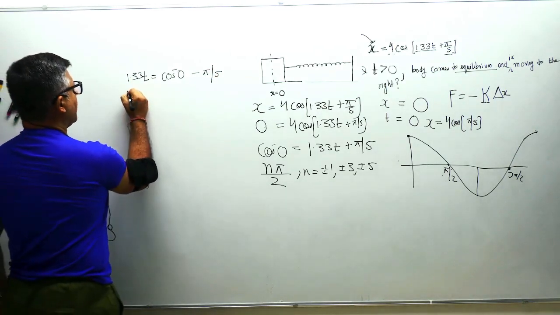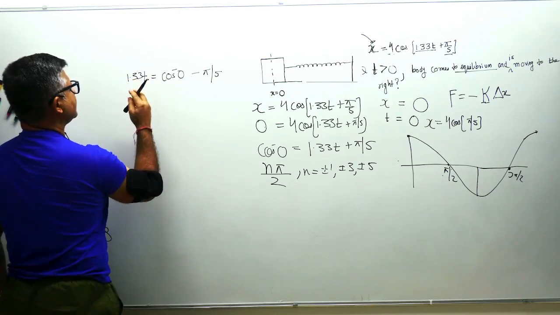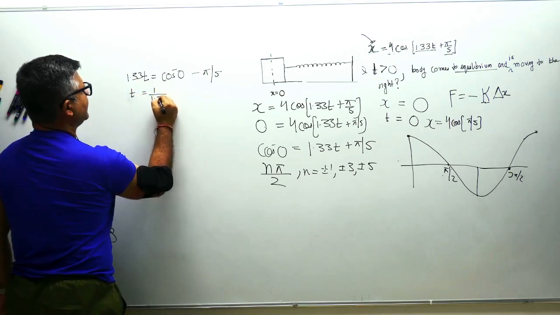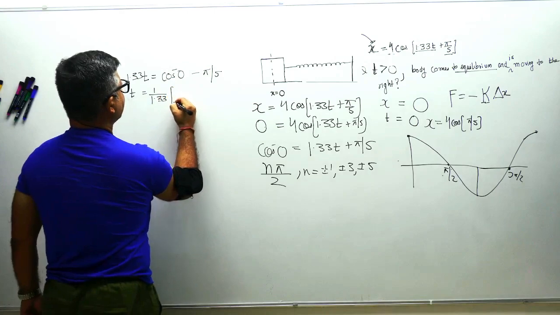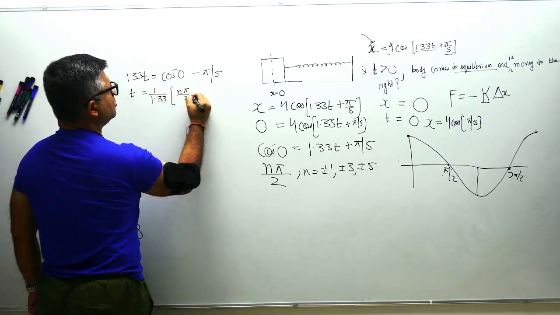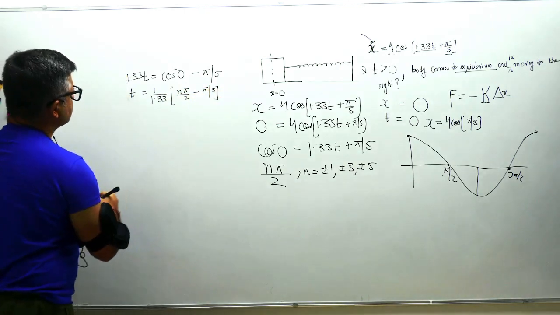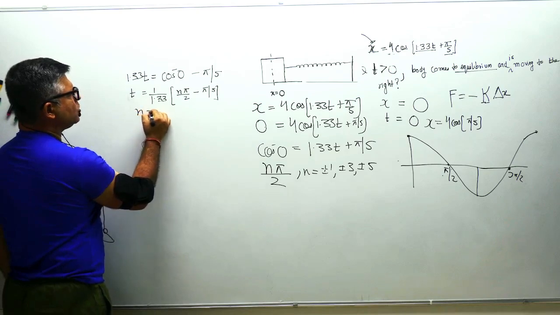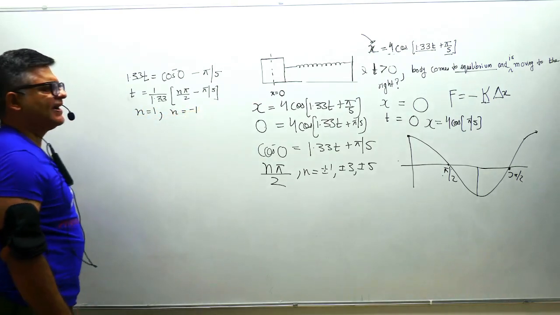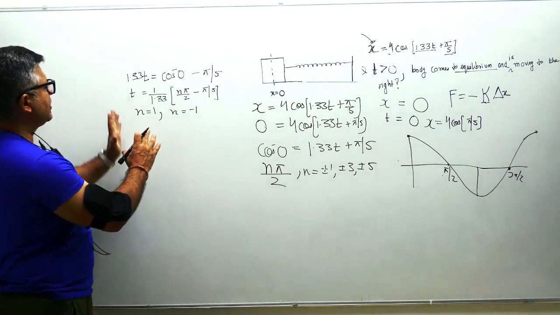Let me just rub this off and rewrite this. So t is equal to 1 upon 1.33, and this is n pi by 2 minus pi by 5. Now I can put n is equal to 1 and n is equal to minus 1 to decide the time. So far we have been able to get an equation of t.